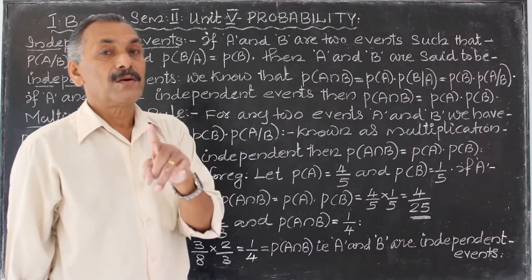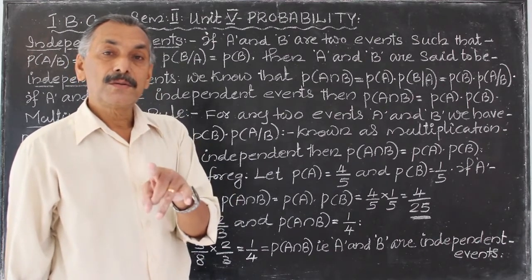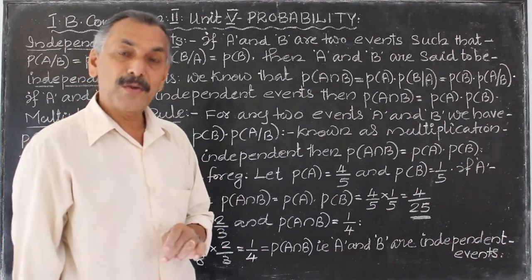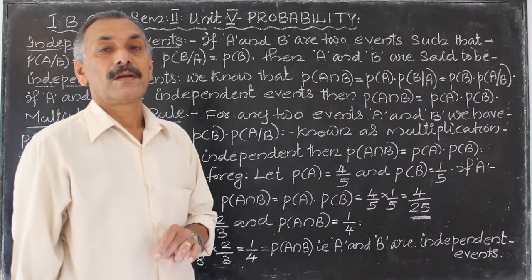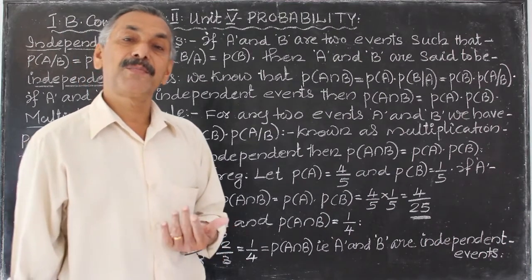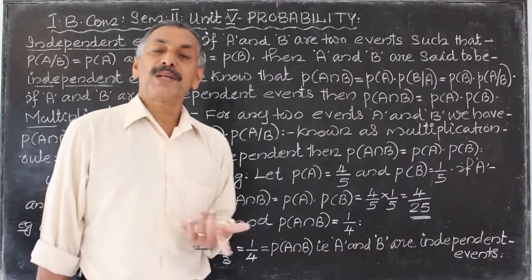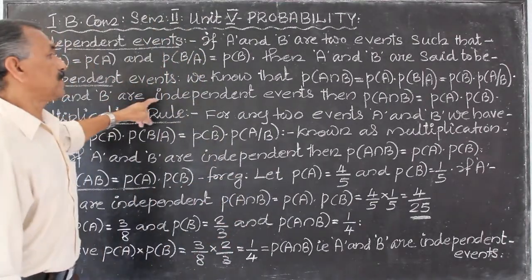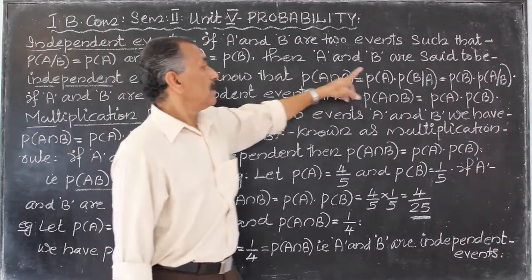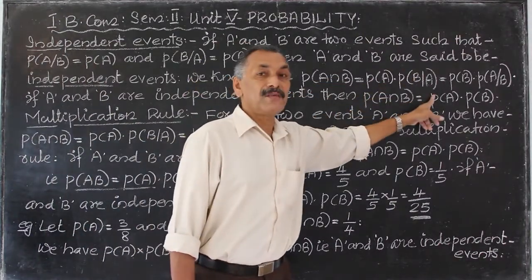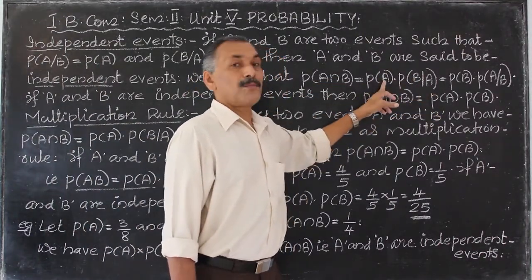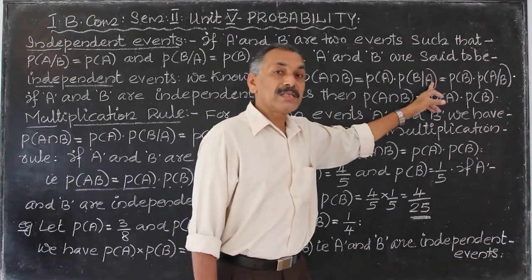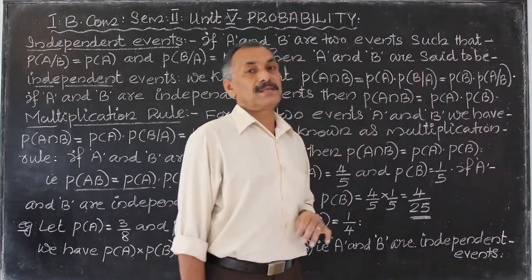And again we know P of A given B is equal to P of A intersection B divided by P of B. And then, what is P of A intersection B? It is P of A into P of B given A. A occurring probability into A occurring B occurring probability.